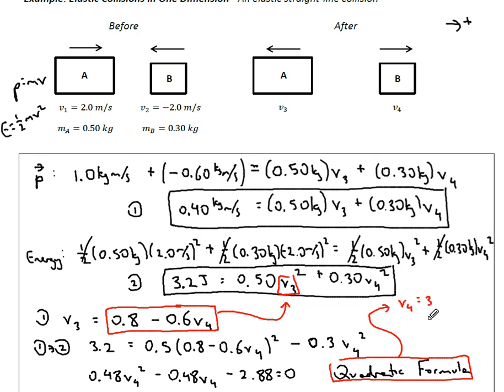V4 is equal to 3.0 meters per second, but it's also equal to negative 2.0 meters per second. One of these is actually our original value. Notice how object B was originally traveling at negative 2 meters per second. It's not going to be that one, that was the original speed. So V4 is going to travel at 3 meters per second after the collision. When we plug V4 into either of the equations, we get V3 is equal to negative 1.0 meters per second. And we are done.